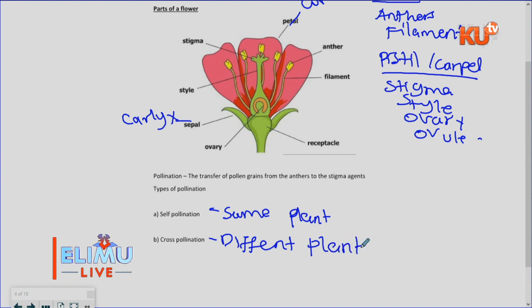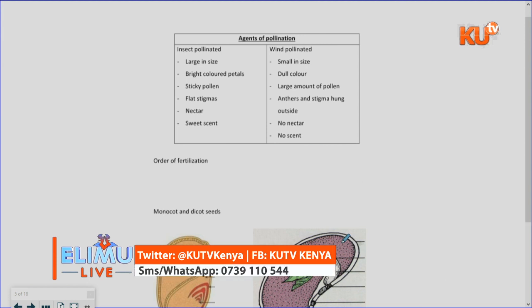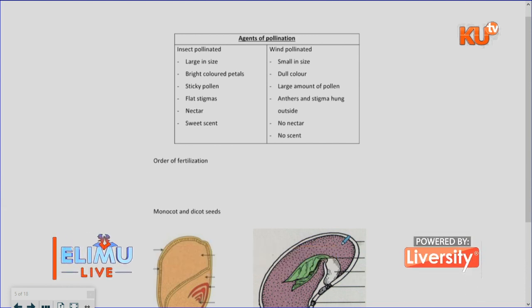We go to the next part of this class 6 work, and we look at agents of pollination. When we look at agents of pollination, we look at insect-pollinated flowers and wind-pollinated flowers. I'll teach both because one is the opposite of the other. Insect-pollinated flowers are large in size, wind will be small. Insects are brightly colored, wind are dull colored. Insects have sticky pollen grains, wind have a large amount of pollen grains. Insects have a flat stigma, they have nectar, and they have a sweet scent. In the wind-pollinated flowers, the anthers and the stigma hang outside, and they have no nectar and no scent.